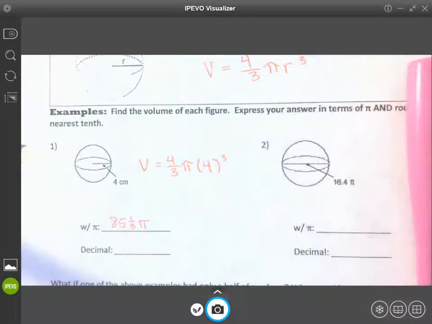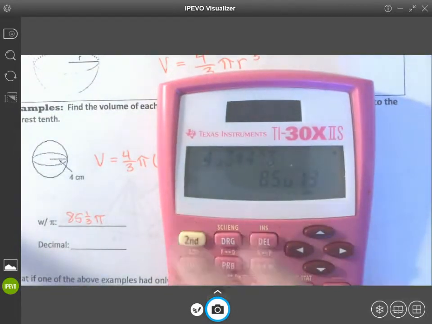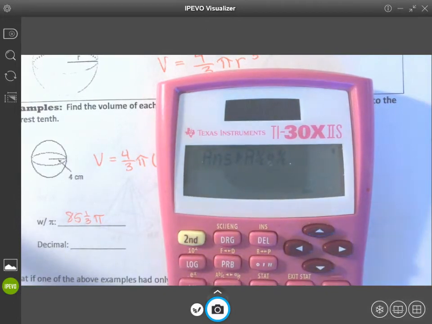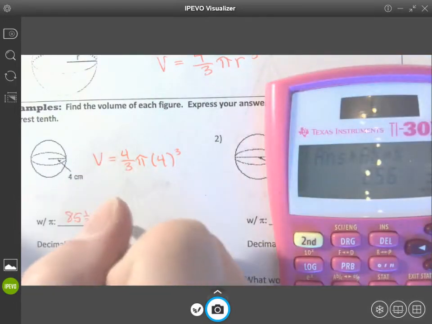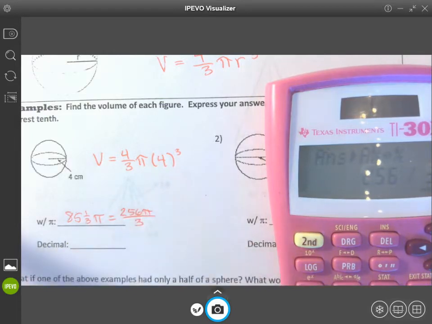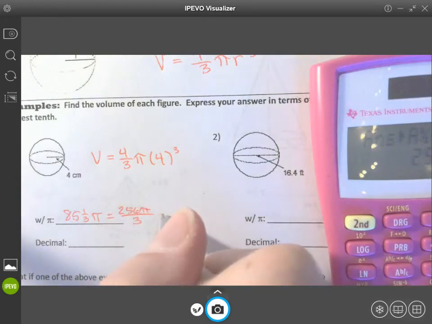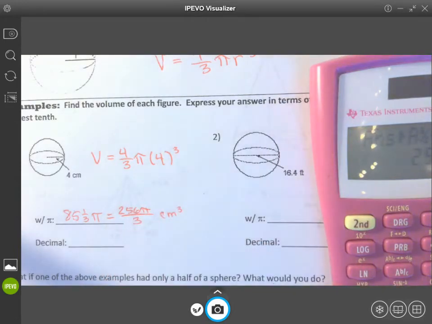The other option you have is to tell your calculator second and then your mixed number to improper. You could also write it as 256 pi over 3. I'll take either. Now, whenever you do this, you are then going to label it centimeters cubed because you found volume.